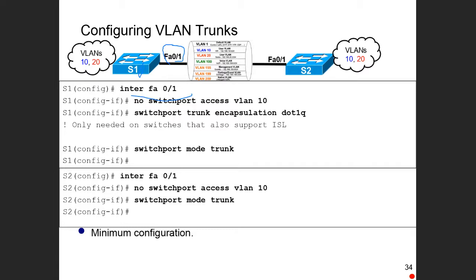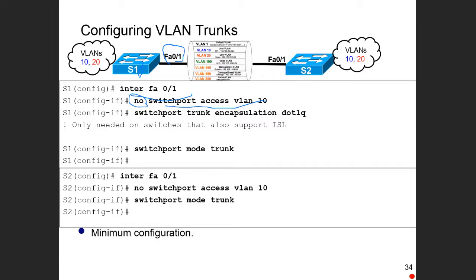Now remember, it was assigned to VLAN 10. We don't want it to go to an employee desktop PC anymore. We want it to go to the other switch that we've added. So I did switchport access vlan 10. Most IOS commands can be reversed by simply repeating the command and putting no in front of it. So no switchport access vlan 10.